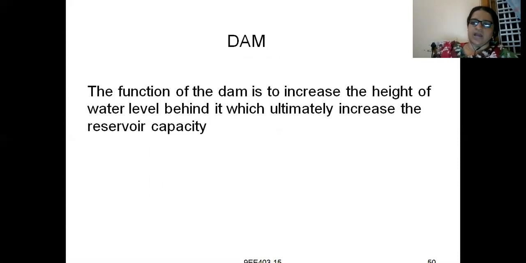Right, coming to the dam. As for the function of the dam, the construction of a dam: how a dam should be constructed, what its features are, and where it should be located.